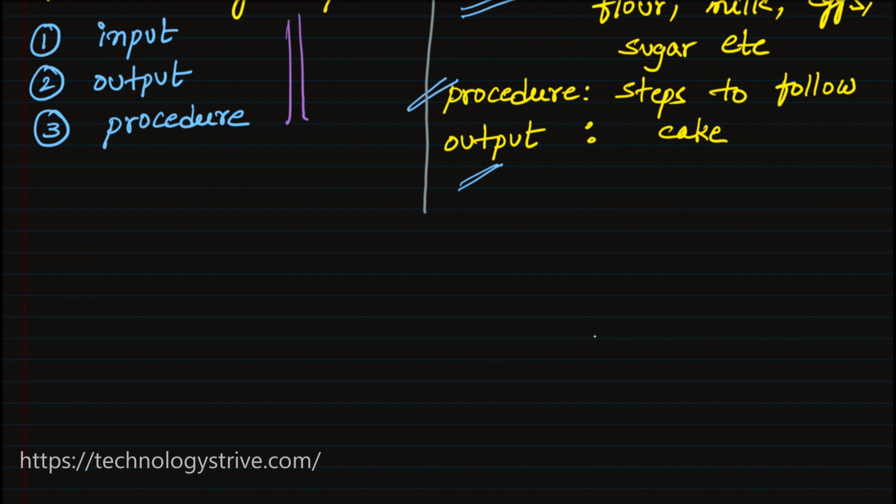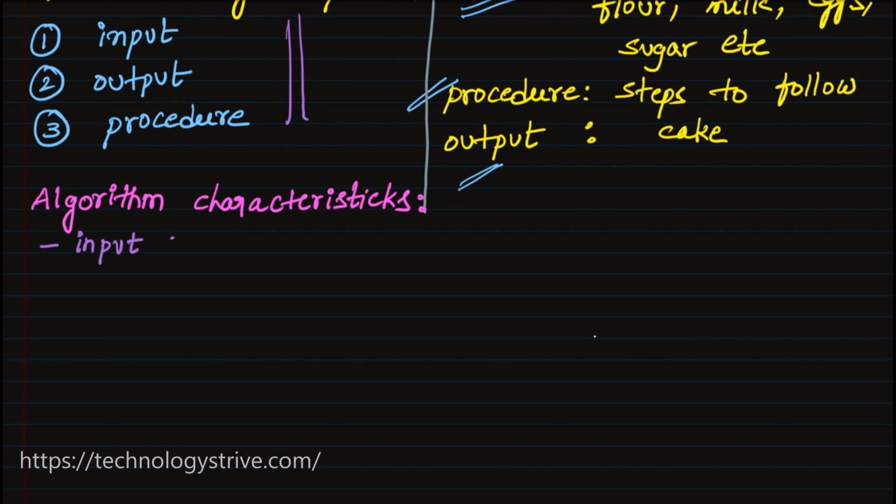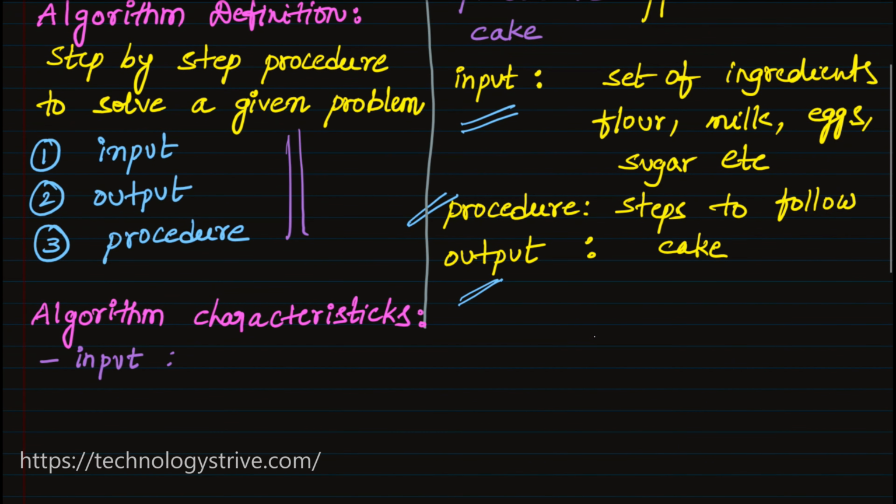So now let's talk about algorithm characteristics. First one is input. An algorithm must have either 0 or more inputs. In our recipe example, to bake a cake, we are having some set of ingredients. This is our input, like 10 ingredients or 12 ingredients. So we have some set of ingredients.